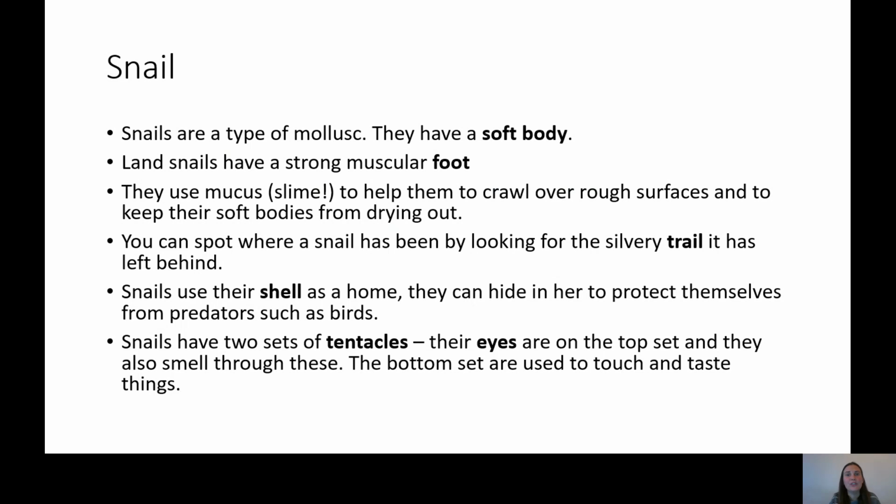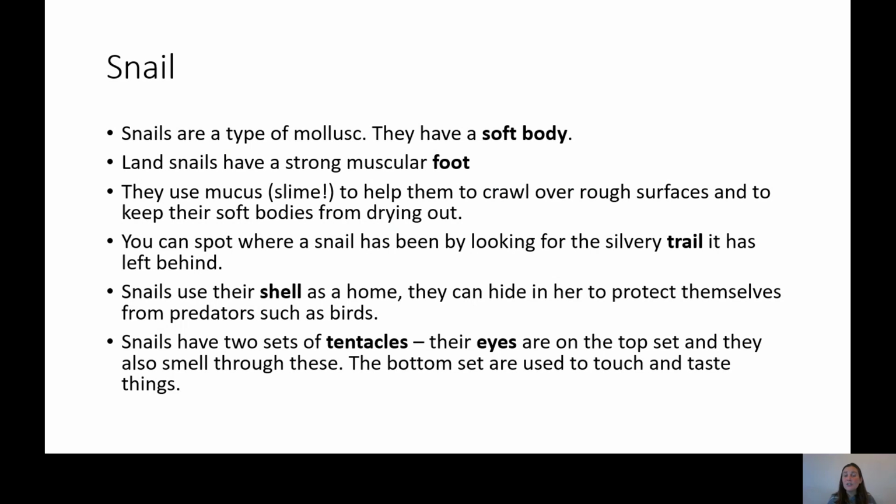And they can use this foot to drag their body along. They use mucus, which is a bit like slime, it's quite slimy, to help them crawl over rough surfaces and to keep their soft bodies from drying out. So remember, we said that most mollusks live in the sea or in water, so they don't need to worry about drying out. But the mollusks that live on land have to have this slime or mucus to keep their bodies nice and soft.